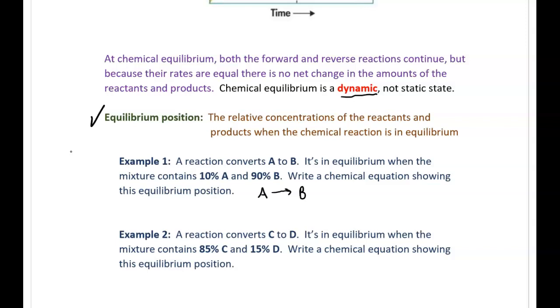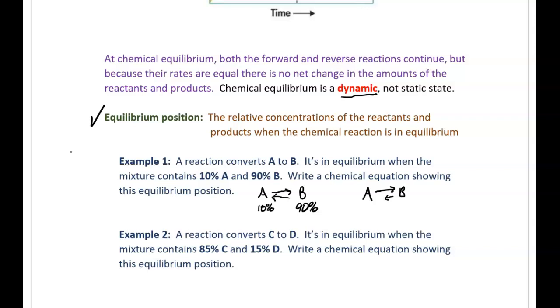However, this equation is reversible, and you show that with a double arrow. And then, to show the equilibrium position, one way is to write down what percent of the overall substances is reactant A, and what percent of the overall substances is B. Another way to show this is to write down A changes into B, and then for the reversible reaction, to draw the arrow shorter than that first arrow. That indicates that the product B is favored. At equilibrium, it's going to make more of substance B than what there is of substance A.